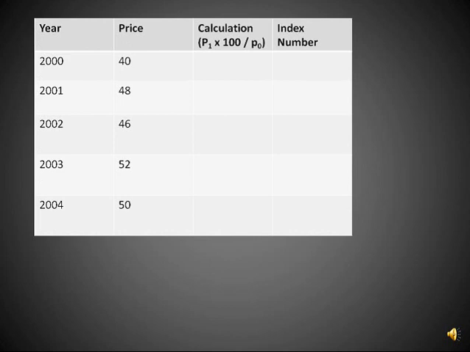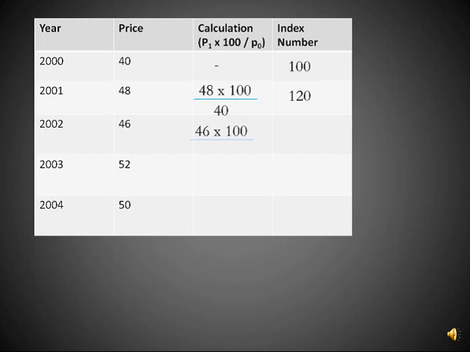similar. 2 columns will be for year and price and the next 2 columns will be for calculation and index number. Let's see how this calculation will be done here. For the first year, that is 2000, since there is no previous year, its base will be 0, so its index number comes to 100. Now for 2001, P1 will be the price of 2001 and P0 will be the price of 2000, that is its just previous year, that is 40. So the index number comes to 120.